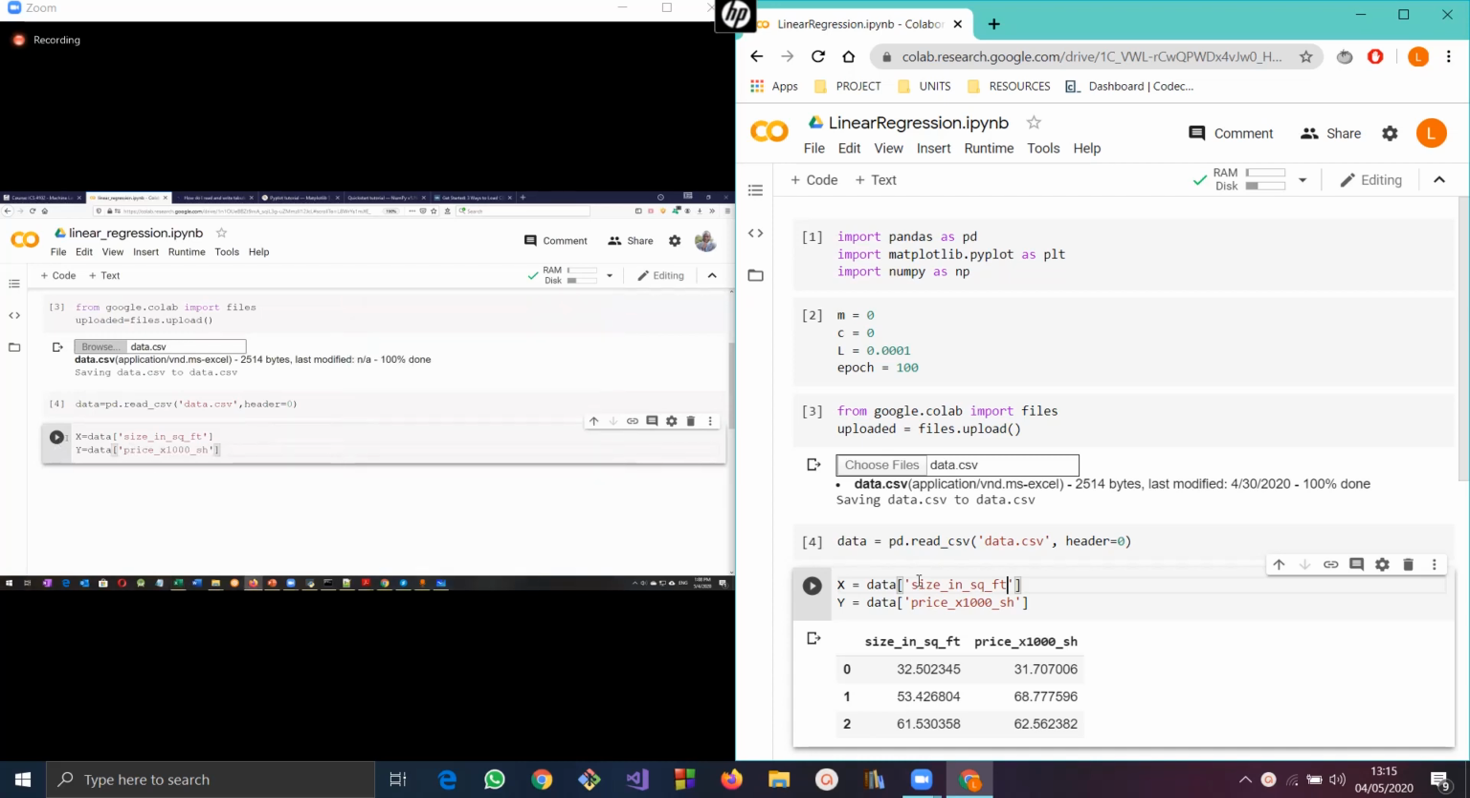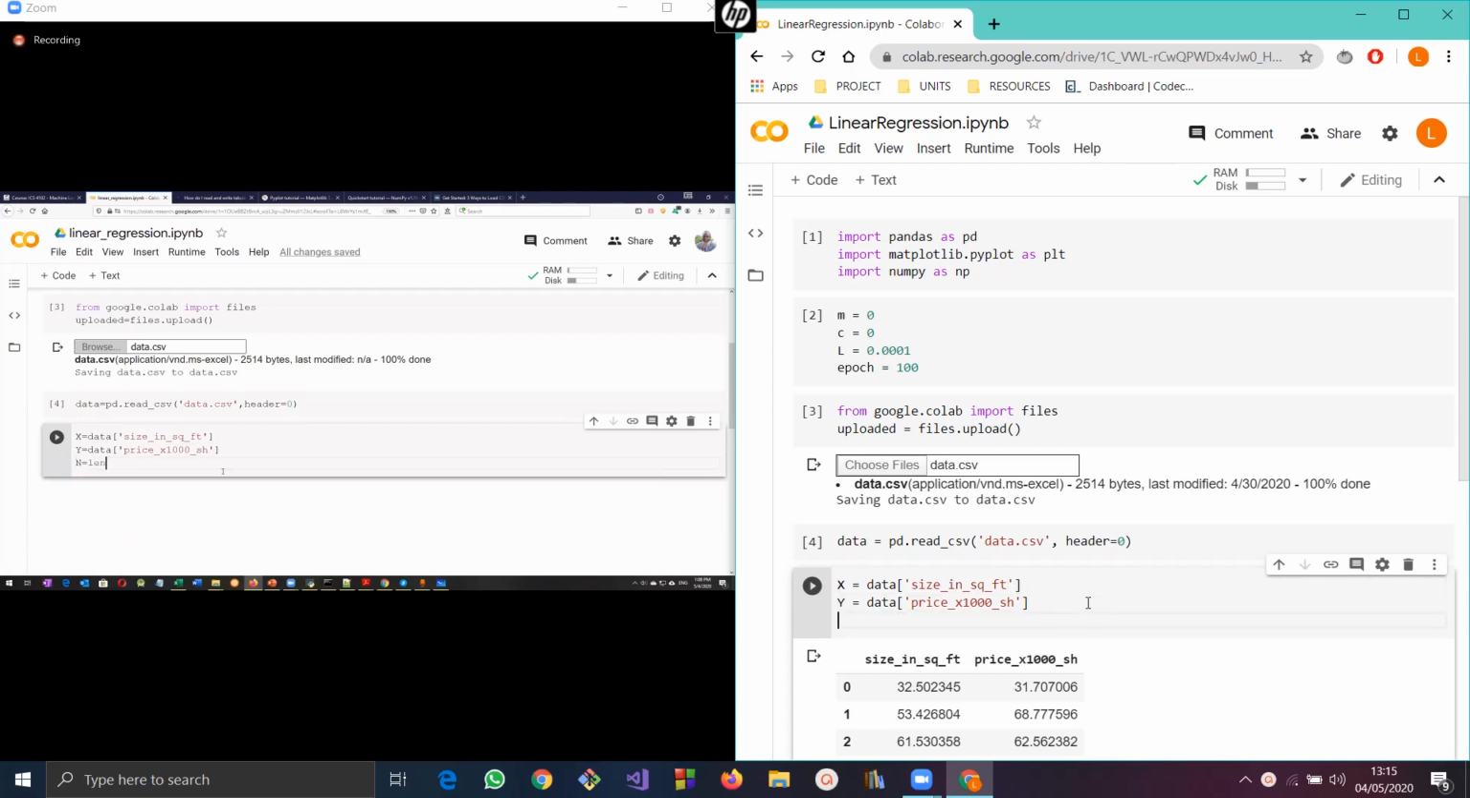Good, so we have x and y. The next thing we will need, because of the formula, is n. I just defined n, which is equal to the length of x. How many do I have? I know it's 100, but what if the data changes? Then I want this to be float. Just something simple.